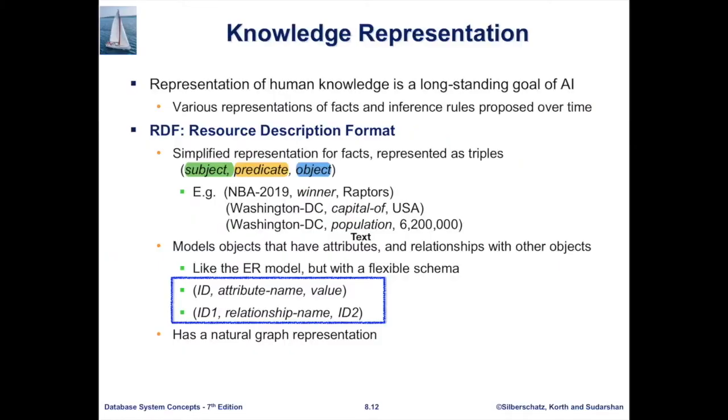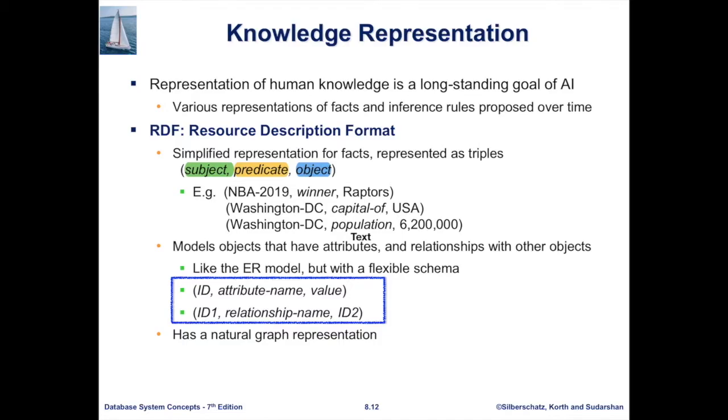Okay, as mentioned here in this slide, the representation of human knowledge is a long-standing goal of artificial intelligence or AI. And there are several various representations that are proposed over time. And isa nga dun yung relational databases that we know from the first part of CS165. Another type of representation is using RDF or resource description format, and in this format we are using triple to represent information or a fact.